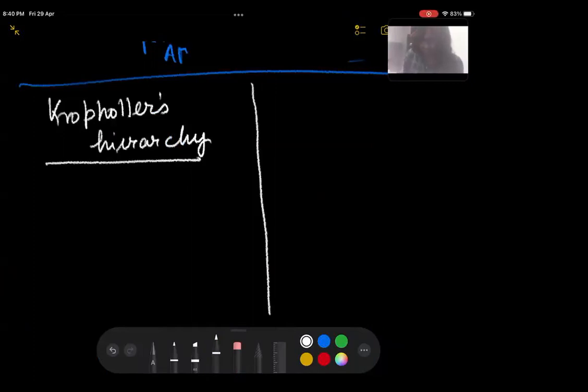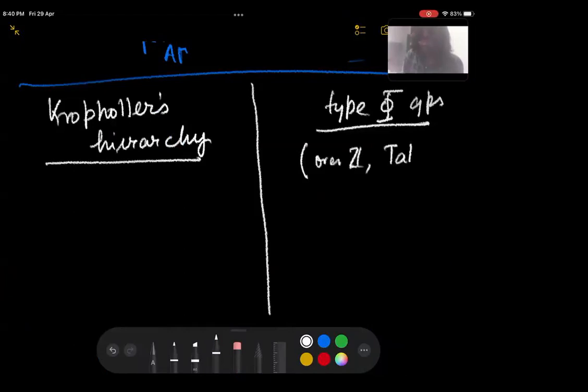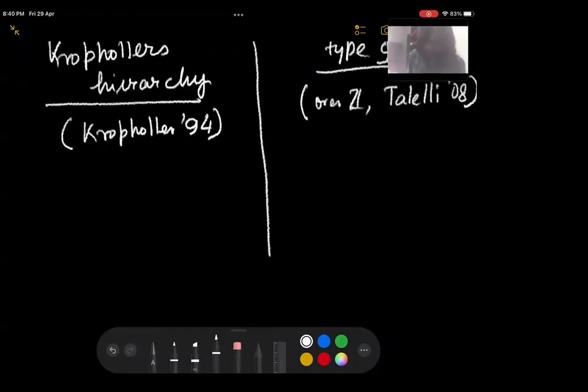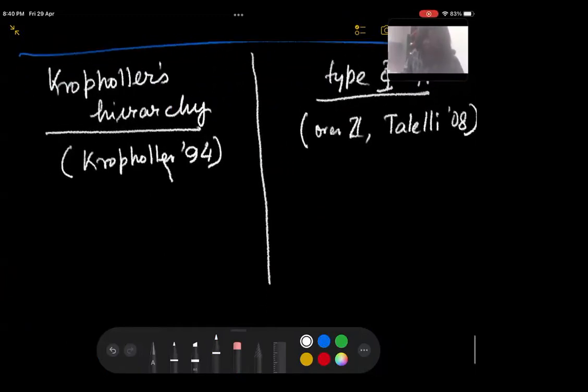And number two is groups of type phi. Type phi groups were introduced over Z by Olympia Talelli, whom I've mentioned before. And I believe that paper is from 2008. And Kropholler's hierarchy was introduced in the 90s by Peter Kropholler, 94, I want to say. Right. So first of all, let me define type phi groups, because it's somewhat easier to define, simpler than Kropholler's hierarchy.